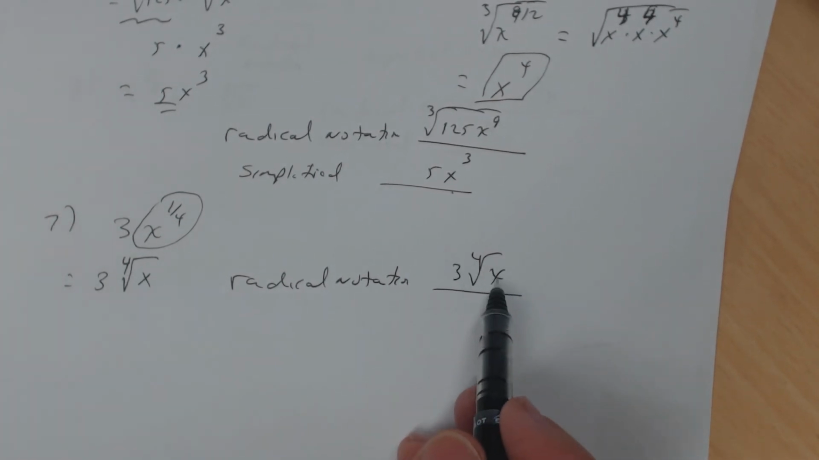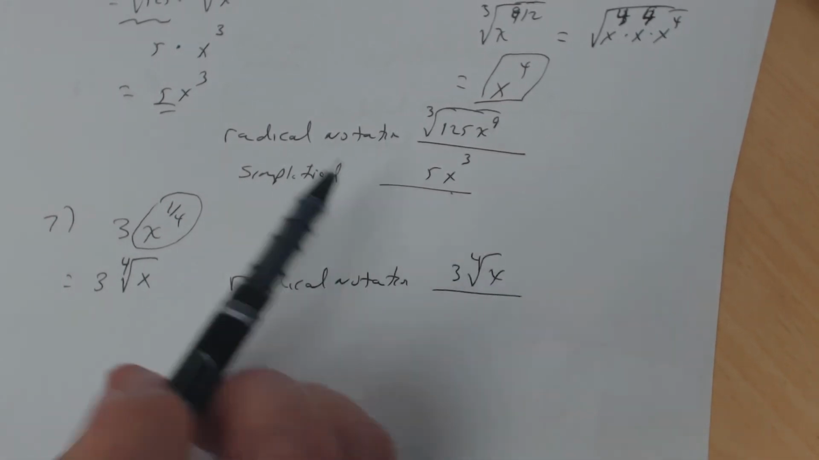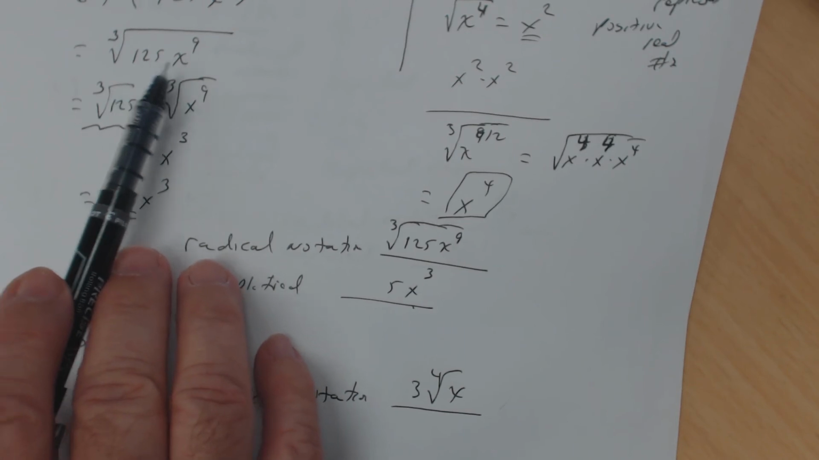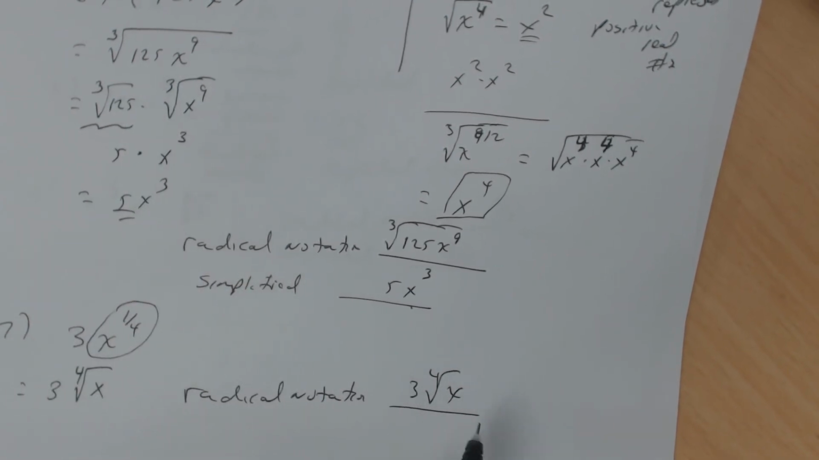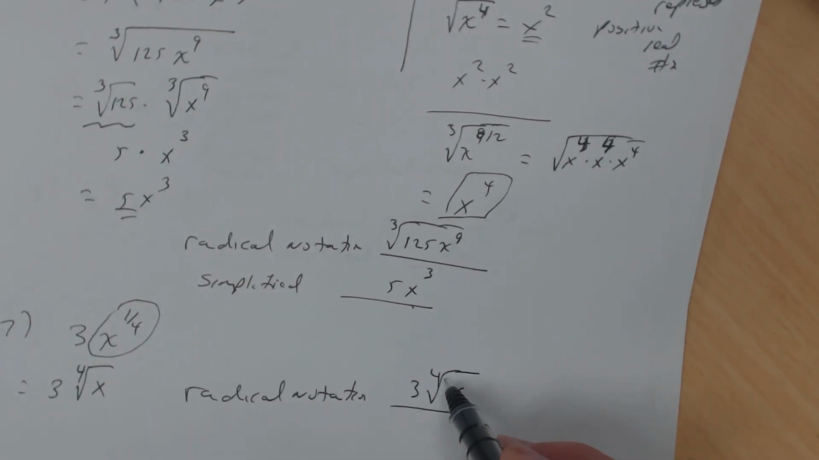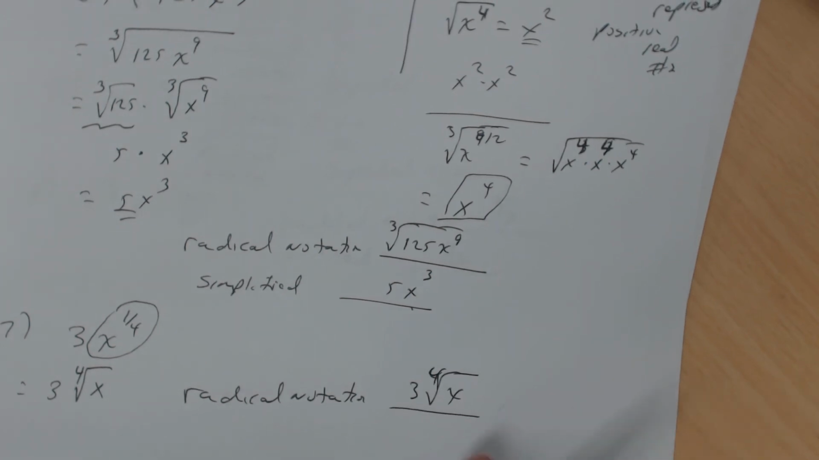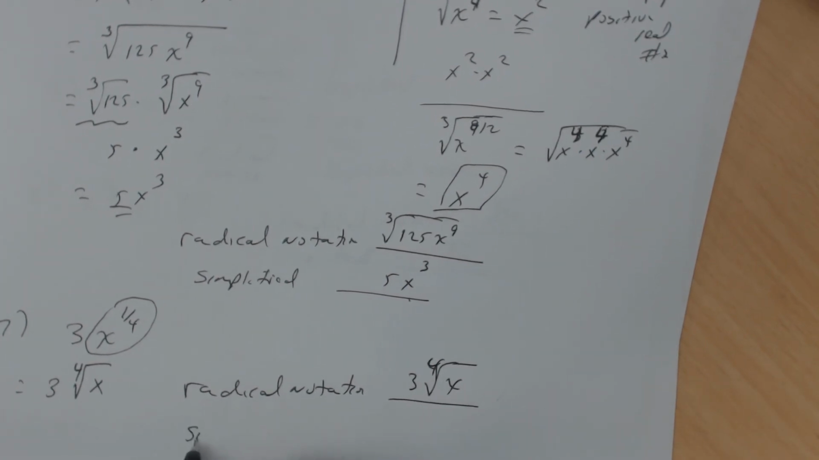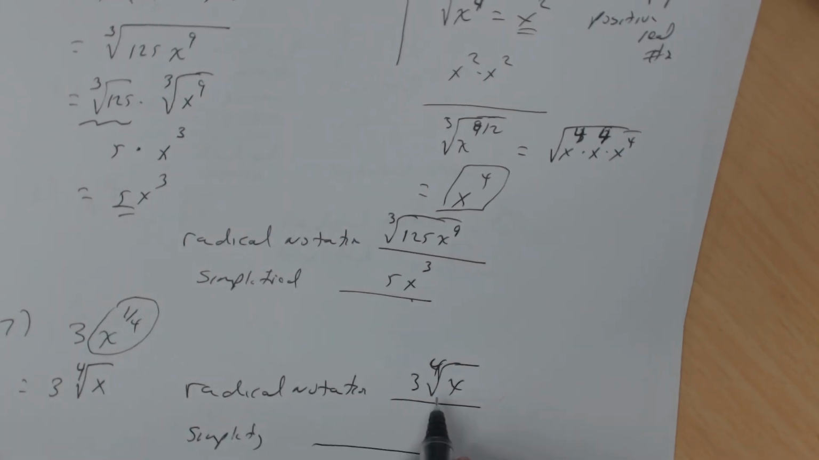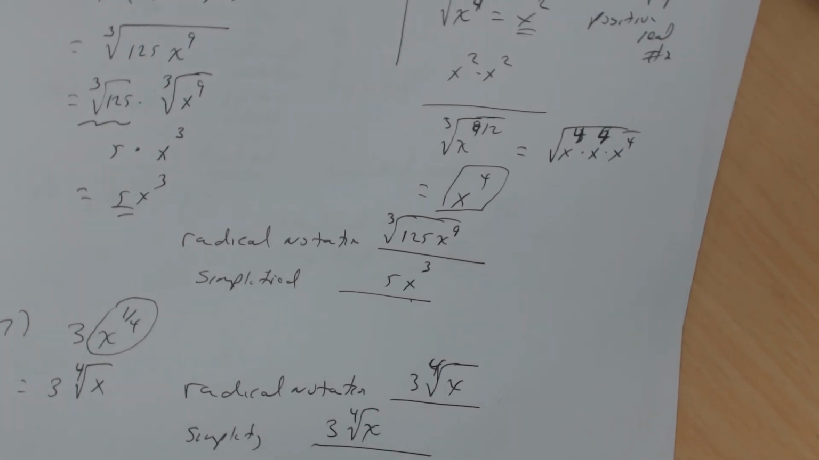Now in terms of simplifying, this is just a variable, so you really can't simplify like we did these. The 4th root of x, there's nothing else you can do. So there's your answer for radical notation, and you can't simplify. So for the simplified answer, just put in the blank the same thing: 3 times the 4th root of x. All right, let's do a couple more.